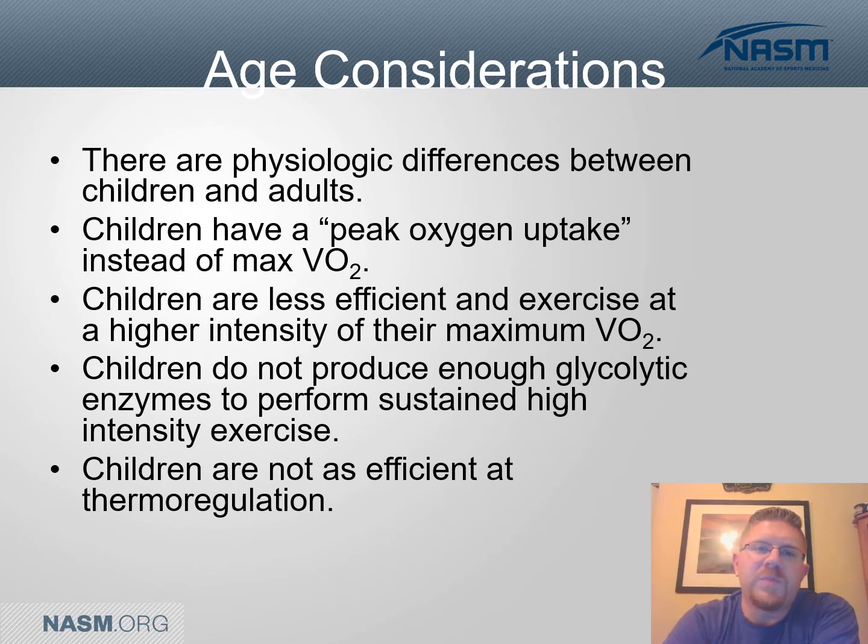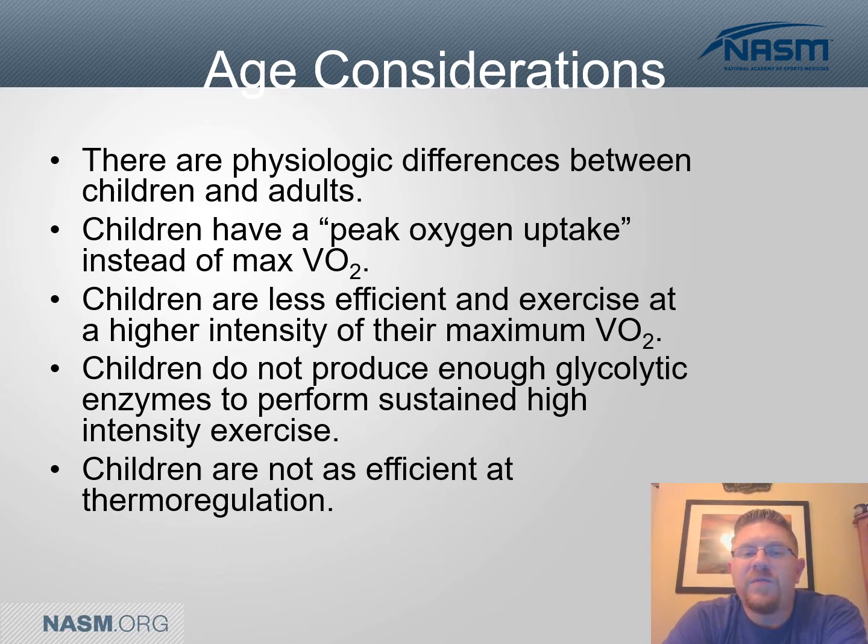Age. So let's look at age first because being elderly or being young are both special populations that we are going to be able to work with. As you probably are aware, there are some physiologic differences between being a child and being an adult. Children have a peak oxygen uptake instead of a VO2 max. Children are less efficient and exercise at a higher intensity than their maximum VO2. So they can actually go a little beyond what you might think that they can. But here's the thing. Children do not produce enough glycolytic enzymes to perform sustained high-intensity exercise. Their bodies aren't mature enough to run that way.